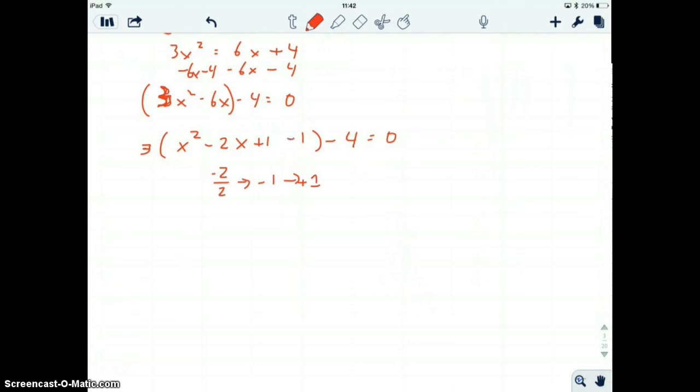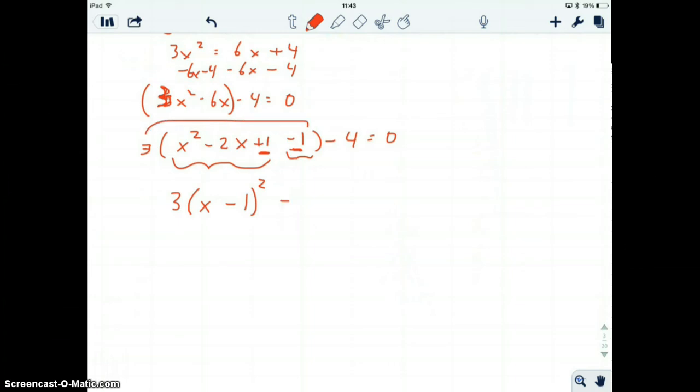But I also need to subtract 1 because I can't just add 1 to this side and not do anything else. I need to immediately subtract it inside the parentheses. Otherwise, that's not legal mathematically. So now I'm going to take x squared minus 2x plus 1, and I'm going to factor that. And it's going to give me x minus 1 squared, and that's times 3, right? But then I still have this negative 1 here. And it's not just a negative 1, it's a negative 1 times 3. So I'm going to put negative 3 minus 4 equals 0.